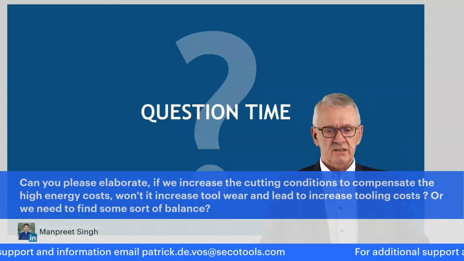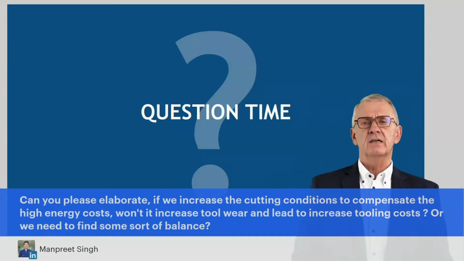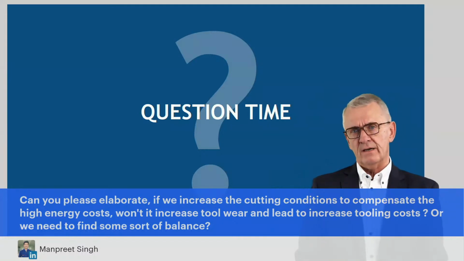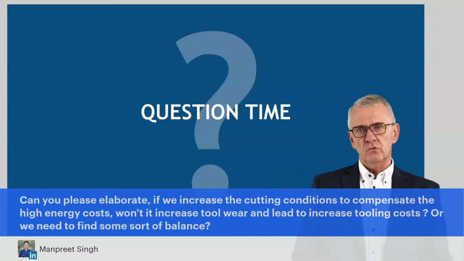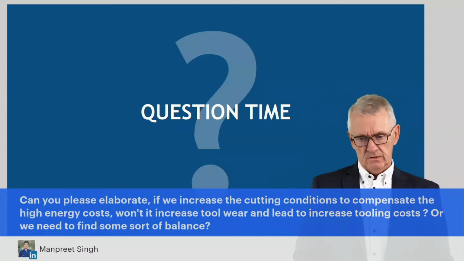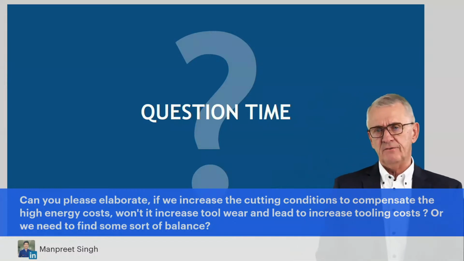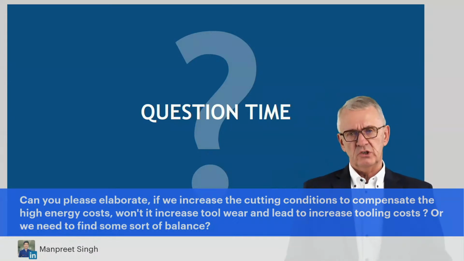That's two questions. The first question: if we increase cutting conditions to compensate for the higher energy costs, of course it will reduce tool life. It will increase the wear rate on the cutting edge, and if you have increased wear rate, tool life will be shorter, and that will lead to increased tooling costs. Yes, absolutely. But in the second question, the key word is balance. What we strive for is a new balance between machine tool costs, think of the energy cost, and the tooling cost.